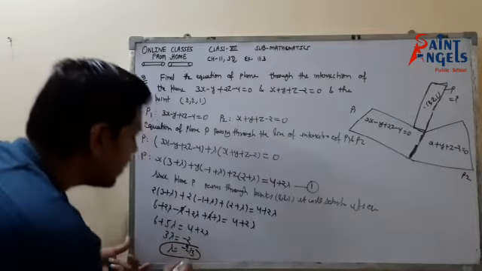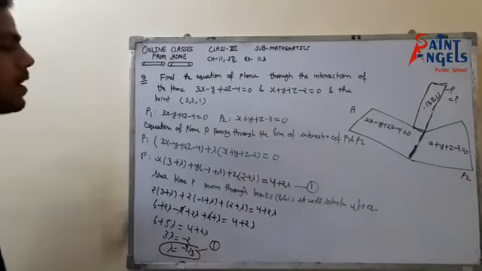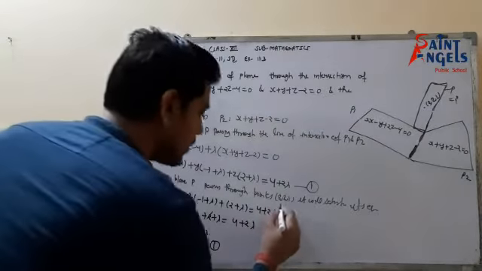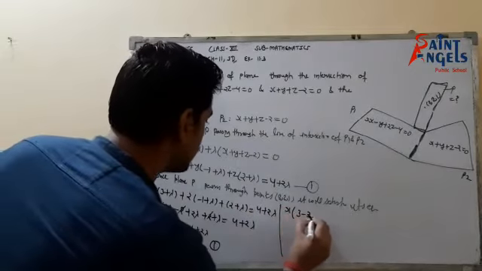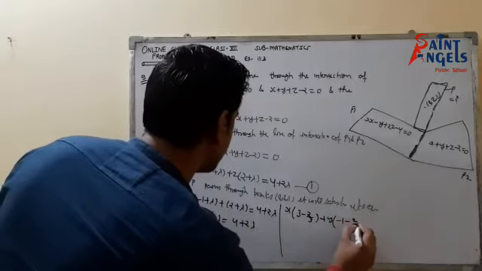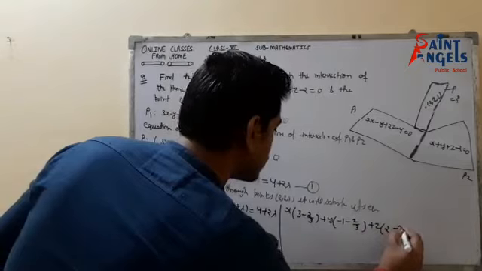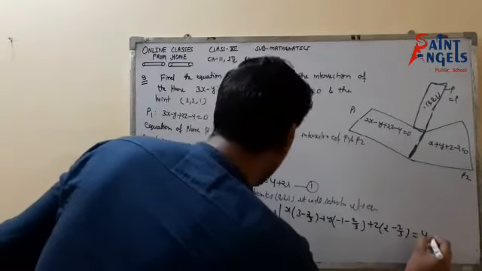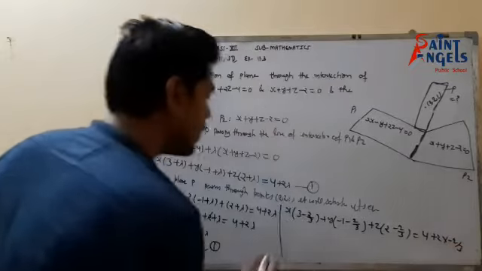So we have got the value of lambda. Now we will put it into equation number first and we can get the required equation of plane. So it would be x(3 minus 2/3) plus y(minus 1 minus 2/3) plus z(2 minus 2/3) equals 4 plus 2 into minus 2/3. Okay, so now solve it.